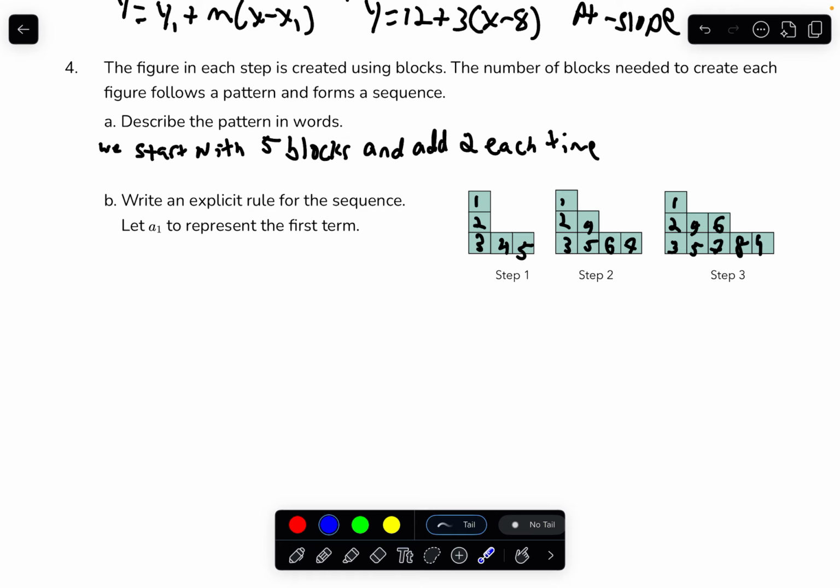Okay. So describe the pattern in words. I give the starting value, the starting number of blocks, starts with 5, and then I just say what we do each time. We add 2 each time, and that's a description.